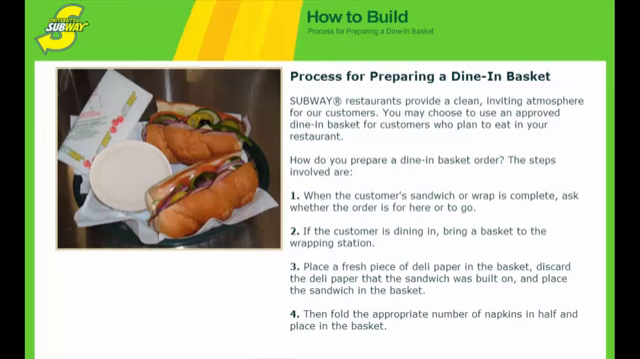The steps involved are: 1. When the customer's sandwich or wrap is complete, ask whether the order is for here or to go. 2. If the customer is dining in, bring a basket to the wrapping station. 3. Place a fresh piece of deli paper in the basket, discard the deli paper that the sandwich was built on, and place the sandwich in the basket. 4. Then fold the appropriate number of napkins in half and place in the basket.